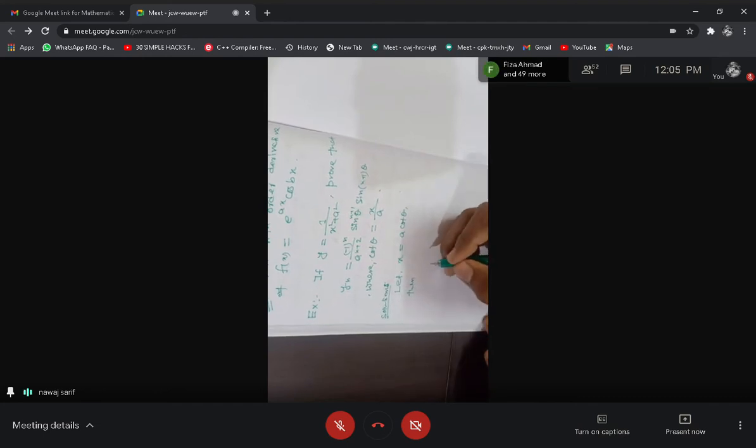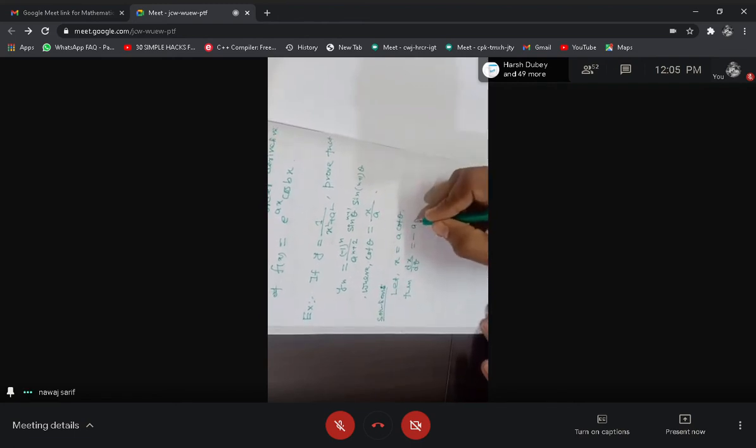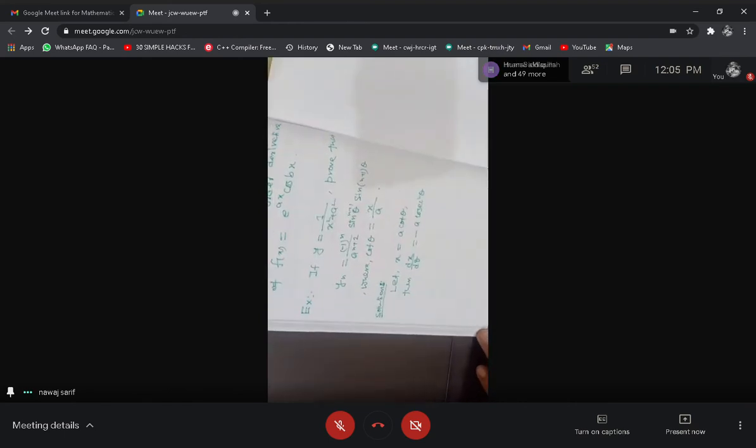Then what is dx upon d theta? dx upon d theta is minus a cosec square theta.